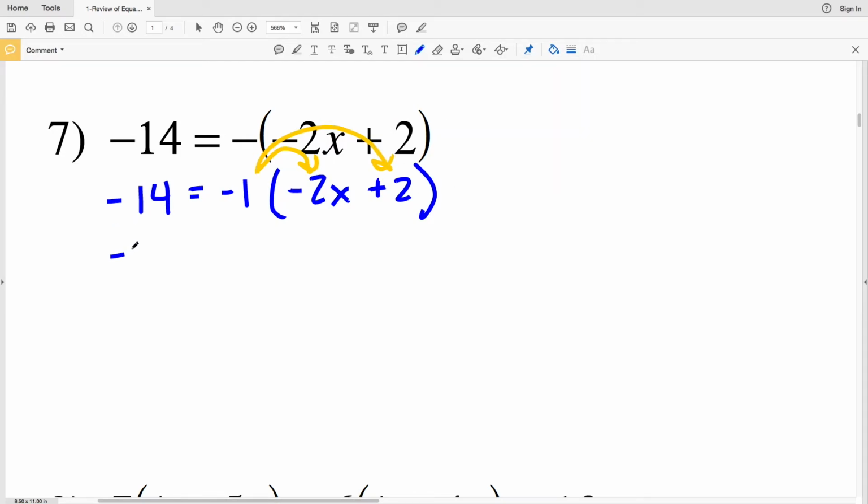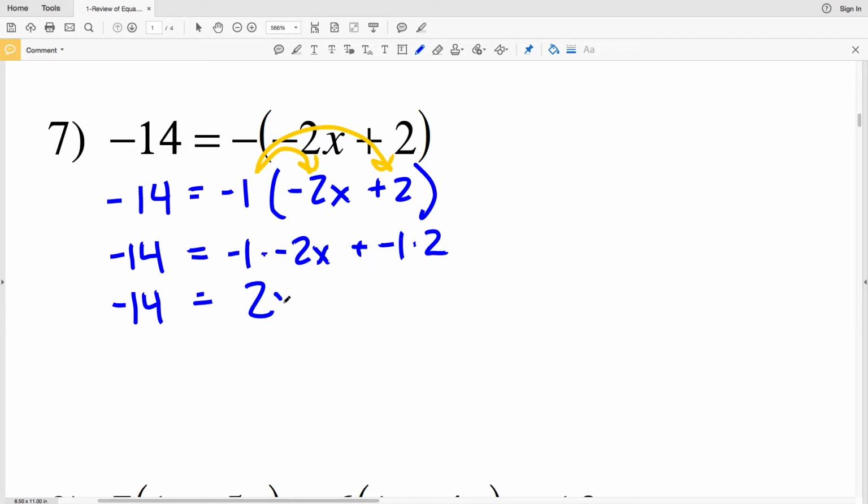So we're going to have negative 14 on the left, and that's going to be equal to negative 1 times negative 2x plus negative 1 times 2. So negative 14 equals, now you're going to see the sign switch. Negative 1 times negative 2x is going to be a positive 2x, and negative 1 times 2 is going to be a negative 2. The negative 2x became positive, and the 2 became negative.